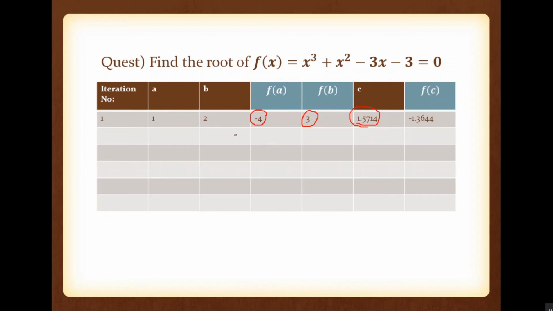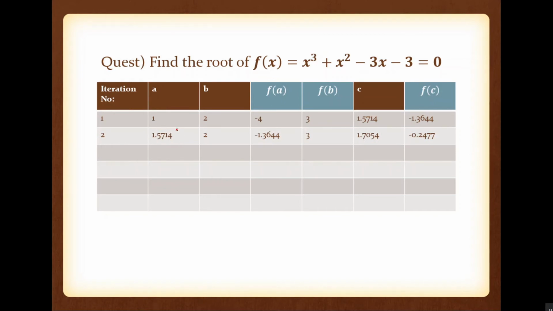Once again, I am repeating, we are following the bisection method. The only difference is the way that we are calculating C. Otherwise, it is exactly similar to the bisection method. So here, f of A and f of C is positive, then we have to replace A. So this is the next iteration. A is replaced with C.